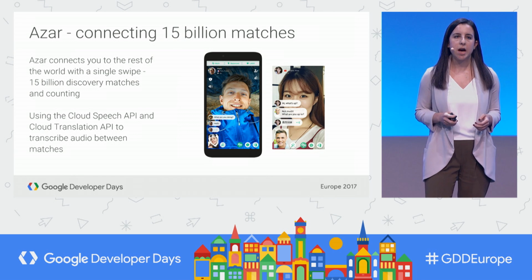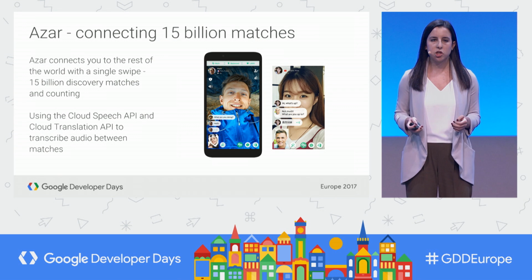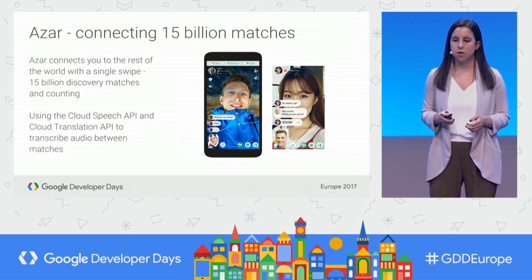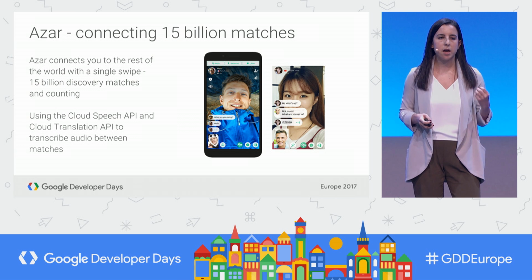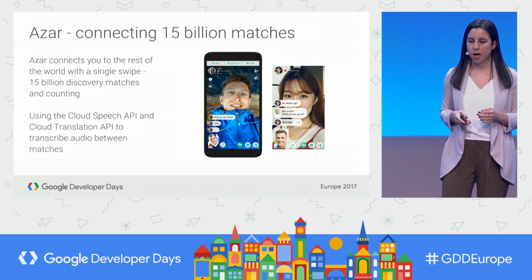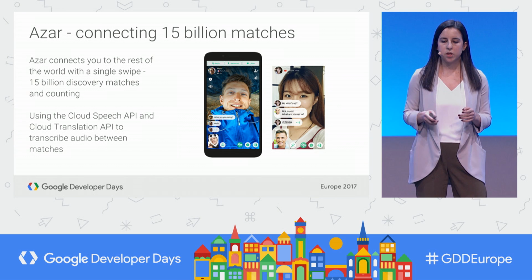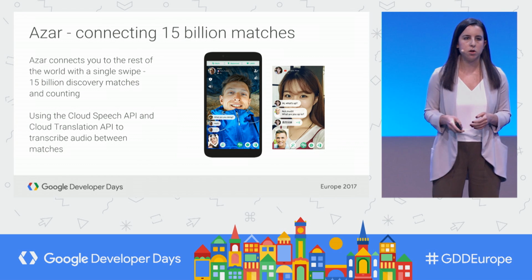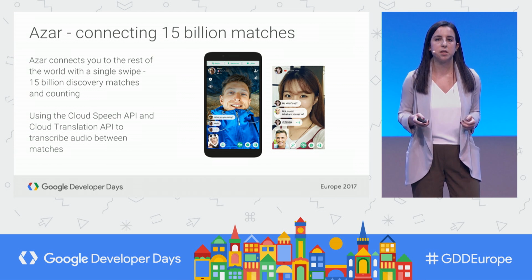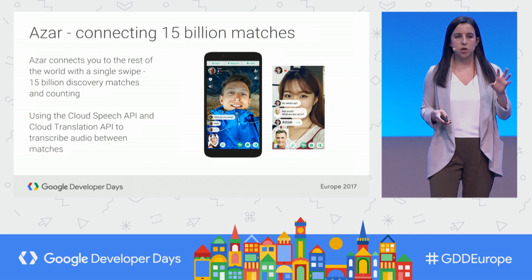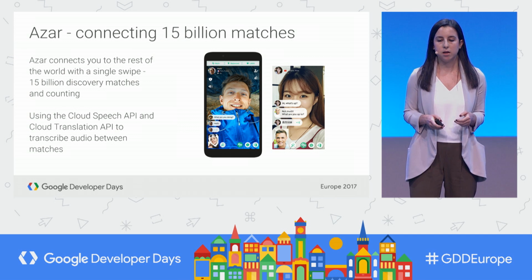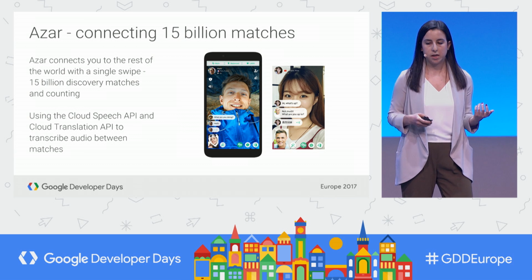One company using this API is Azar, and this is a chat application. They've connected over 15 billion matches so far, and they're using the speech API anytime an audio snippet is sent between people. They'll transcribe it with the speech API. And these APIs are really easy to combine with each other, so they're also using the translation API. Anytime two of the matches don't speak the same language, they'll transcribe it with the speech API and then pipe it through the translate API to translate it into the host language.